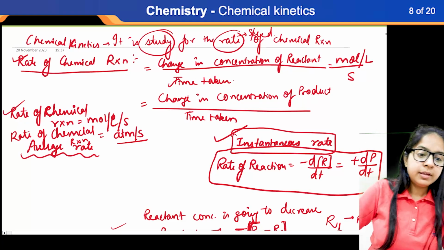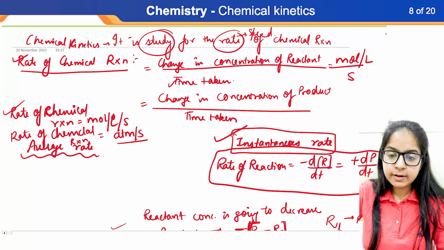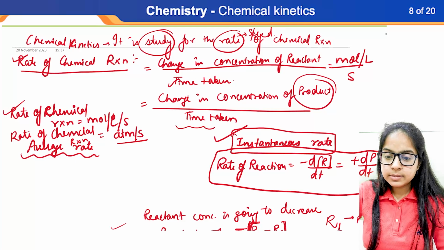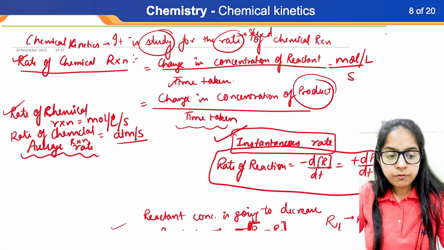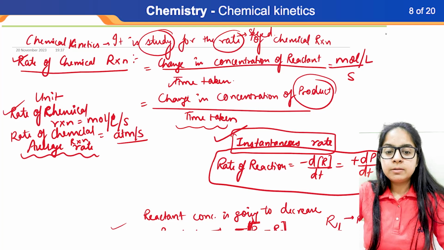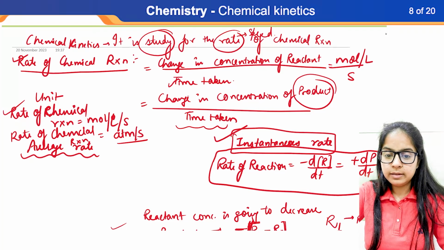Now, the rate of chemical reaction, mole per liter per second, again another formula that we can do in terms of product. Product means the change in concentration of product divided by time taken. Now, what is the unit of rate of chemical reaction? The unit depends upon this one. The change in concentration of reactant means mole per liter, and with the time, then mole per liter per second.